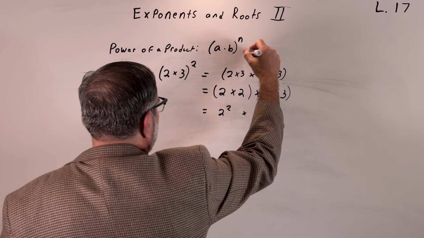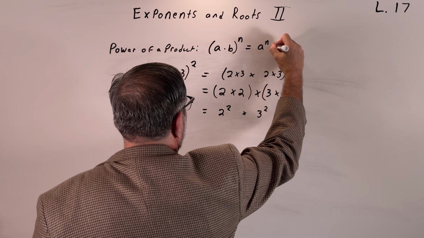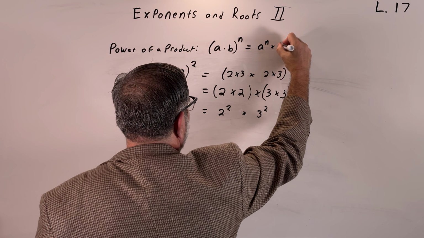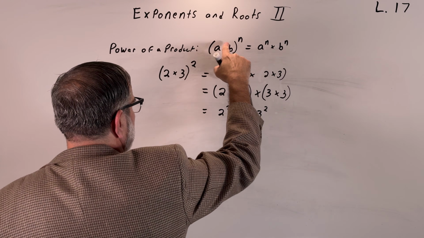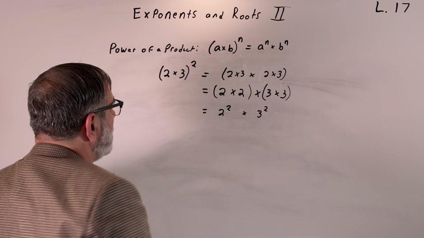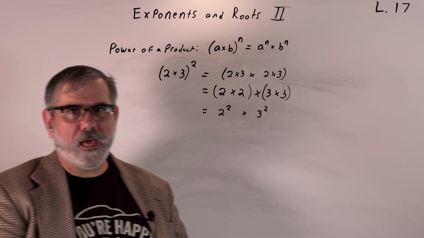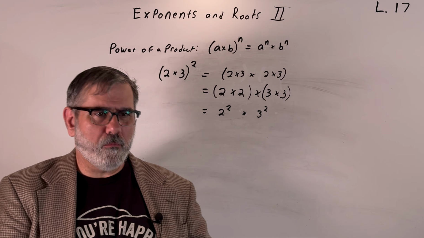And so you can see what the rule is. A times b to the n power is just a to the n times b to the n. Now sometimes I use a dot for multiplication. Sometimes I use the multiplication sign. I'll just fix that there. If you see that, don't get confused. The dots also mean to multiply.